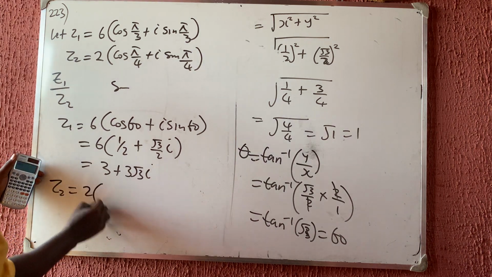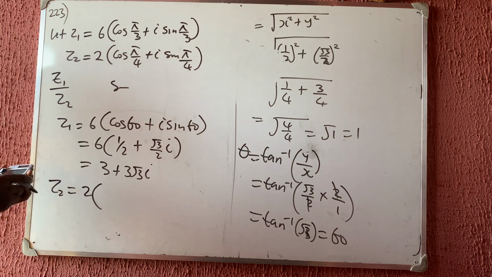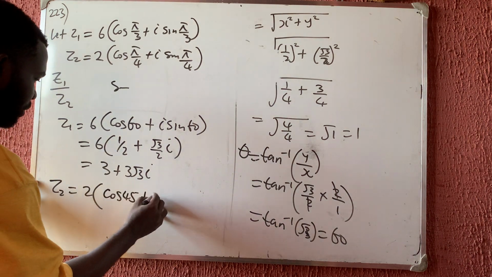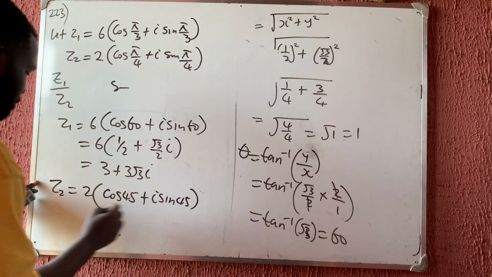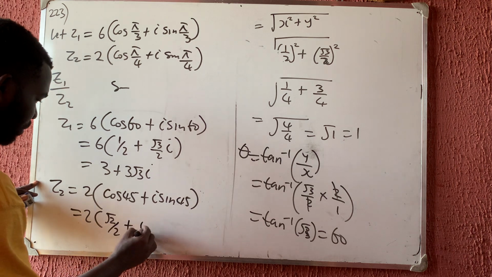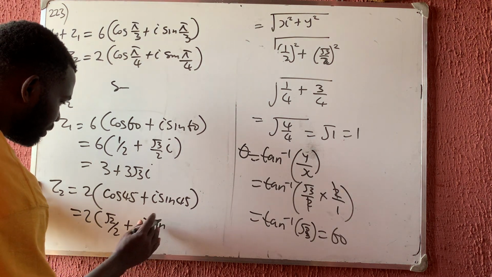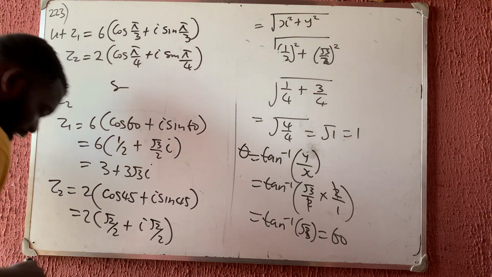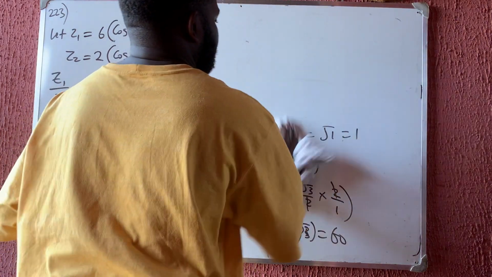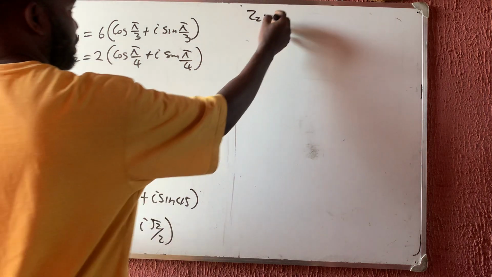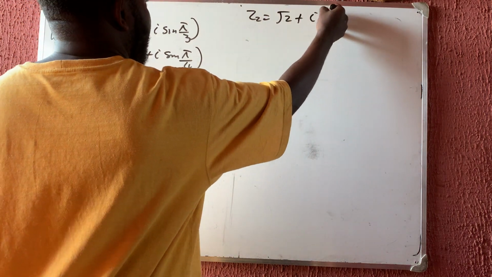Okay, so let's go to z2. z2 is equal to 2 in bracket of 180 divided by 4. I have 45. So which is cos 45 plus i sin 45. So what do we have? 2 in bracket of cos 45 is root 2 over 2 plus i sin 45, i root 2 over 2. So z2 will now be equal to 2 times this, which will give you root 2 plus i root 2.